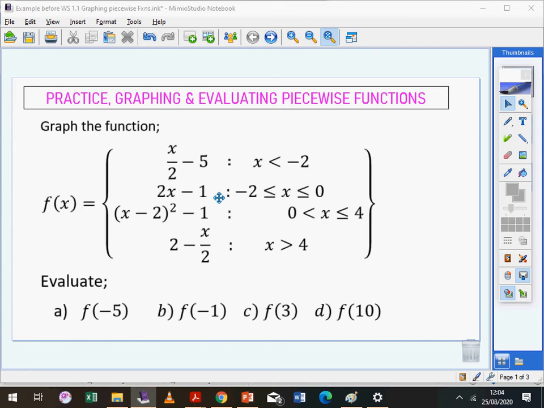Today, you'll be working on worksheet 1.1, page 7 in your workbook. That's graphing piecewise functions. So I'm just making this video example to guide you on how to graph piecewise functions. Remember, a piecewise function has a different definition for each part of the domain.